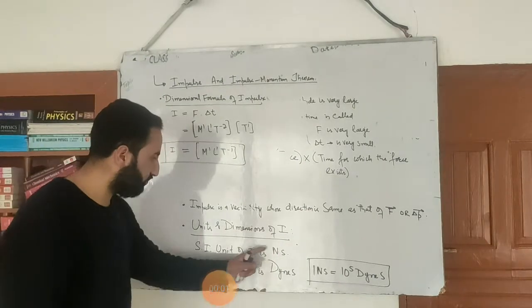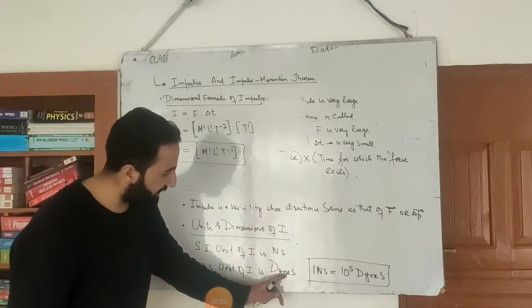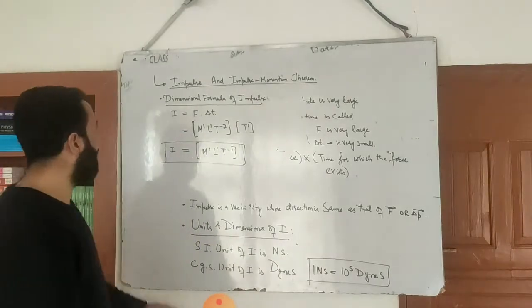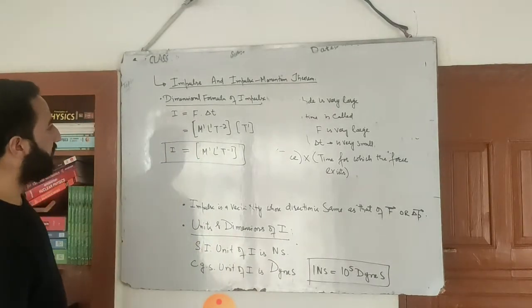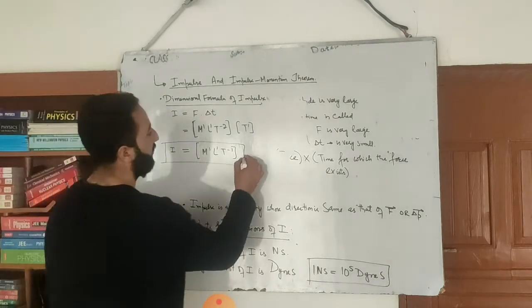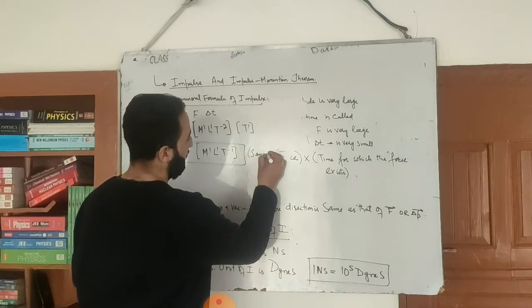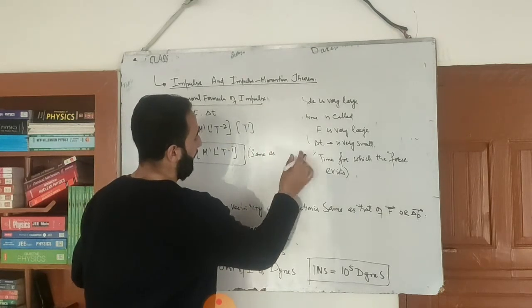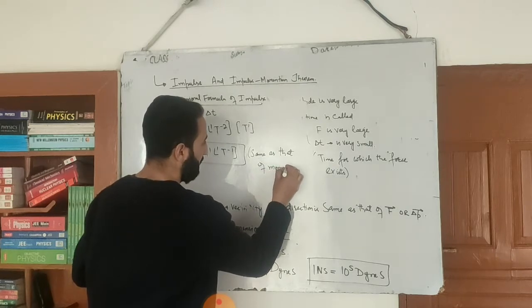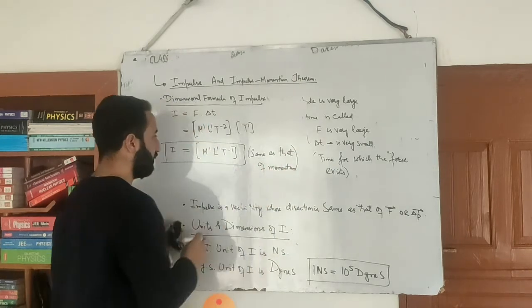SI unit is Newton second, the CGS unit is Dyne second, and this is the conversion factor: 1 Newton second is 10 to the power 5 Dyne second. The dimensional formula is M¹ L¹ T⁻¹, and its dimensional formula is the same as that of momentum.